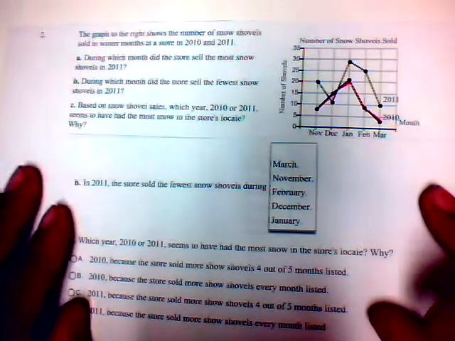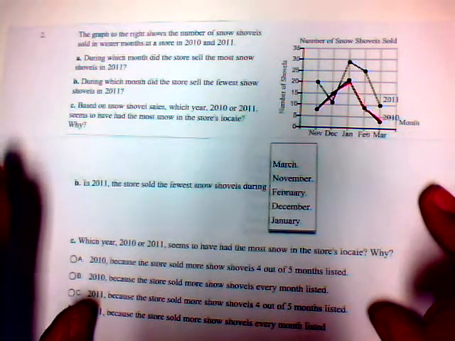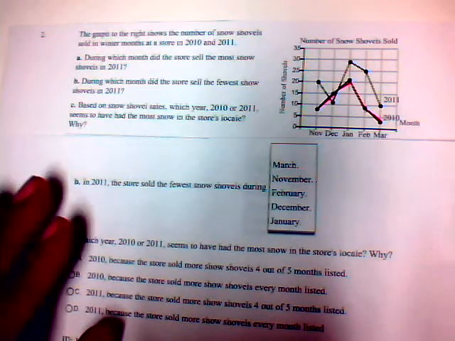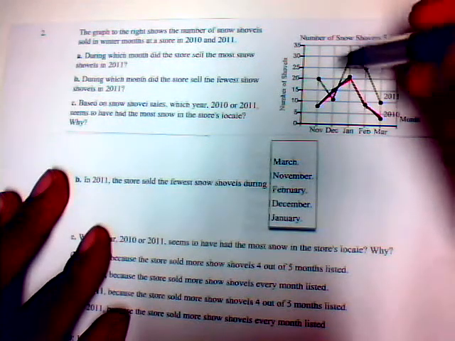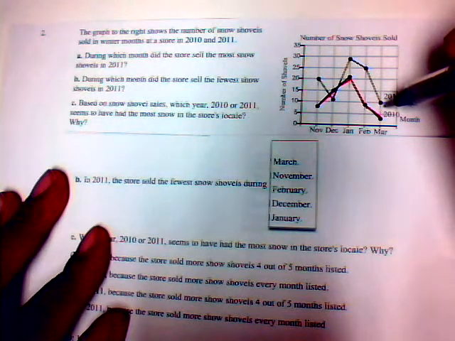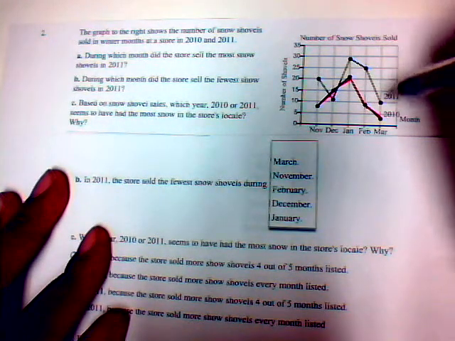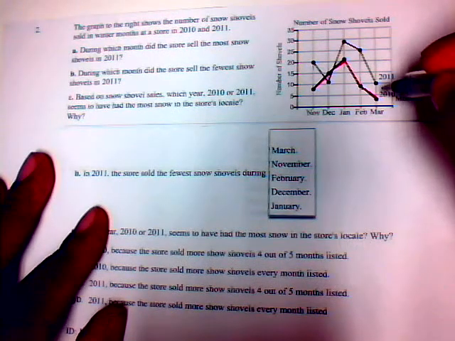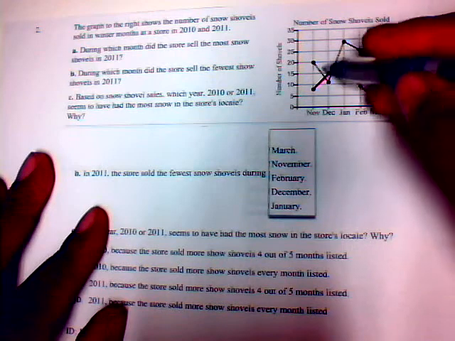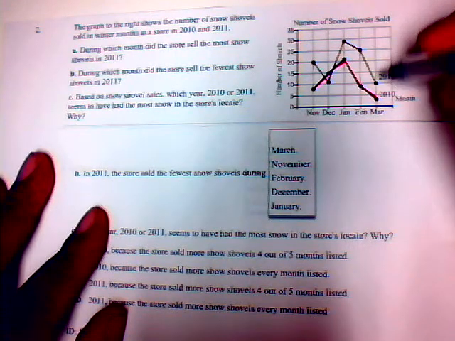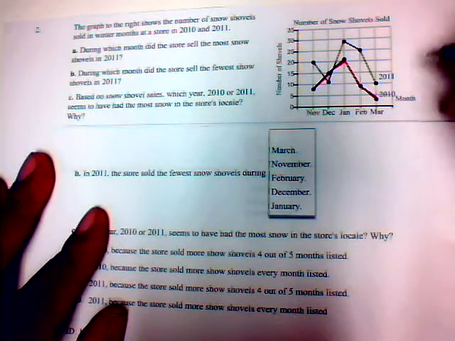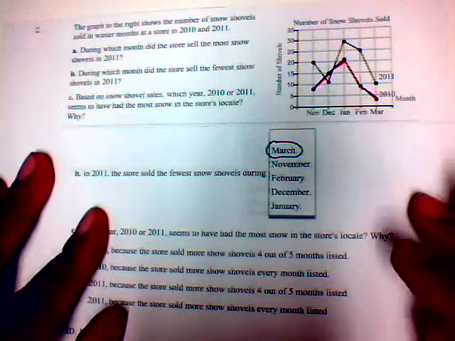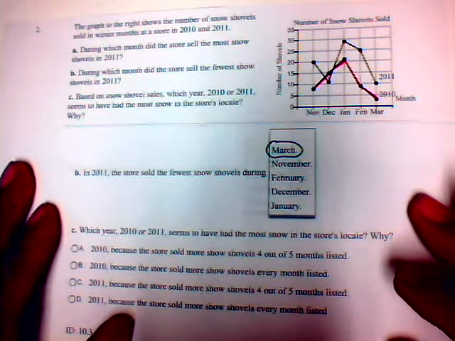During which month did the store sell the fewest snow shovels in 2011? Okay, this is 2011 again. The fewest snow shovels were sold during the month of March. Usually because it's the month where spring happens, so that's why they sold fewer snow shovels. So here during the month of March would be the month that the store sold fewer snow shovels.